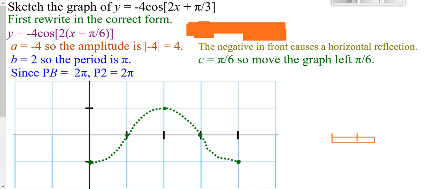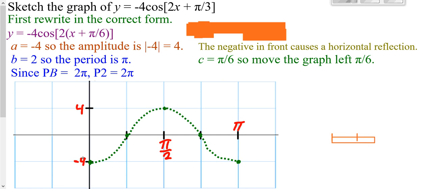Then we'll go ahead and we'll mark in our full period. This is our full period, which we know is pi. So therefore, this is pi/2. This is going to be our amplitude of 4. This is the opposite of our amplitude of -4. Because we put our tick marks in afterwards, we now have 2 of the 3 things already done.